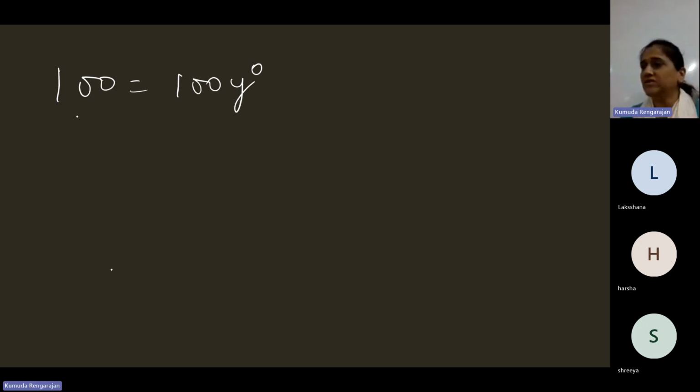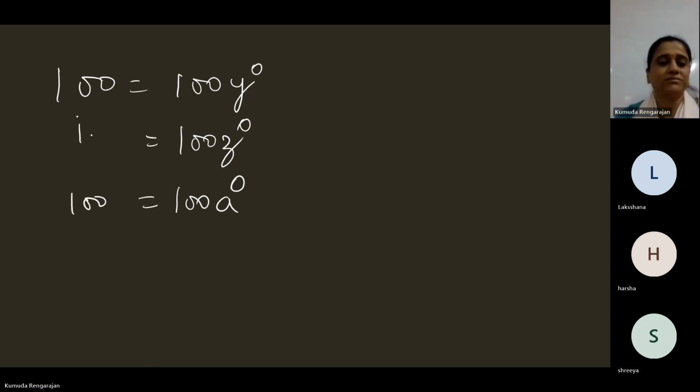Now y to the power 0 is 1, and 1 into 100 is 100. Or you can write 100 as 100 z to the power 0 only. You can't write 1, 2, 3, 4 because that is not 100. So whatever variable you fix with 100, the power can be 0 only. Only then the value will be 100. So what's the degree of a constant polynomial? 0. Because the power is 0, the highest power is 0, so the degree is 0.